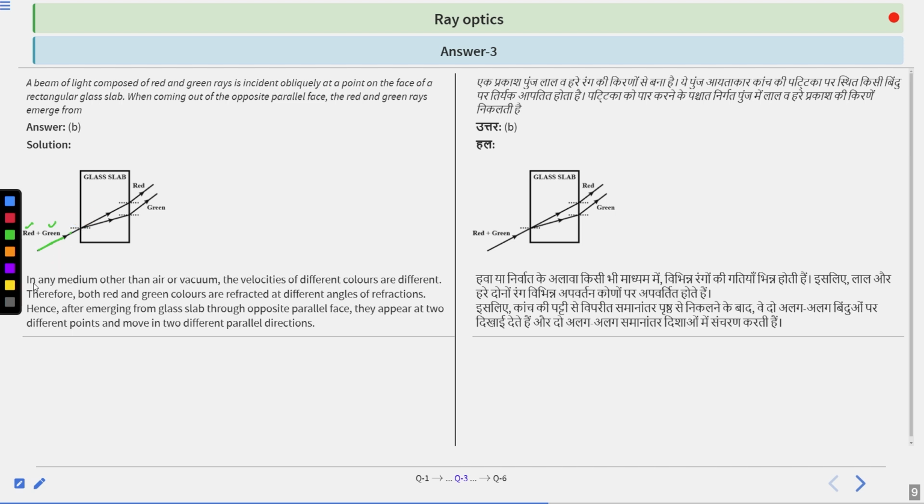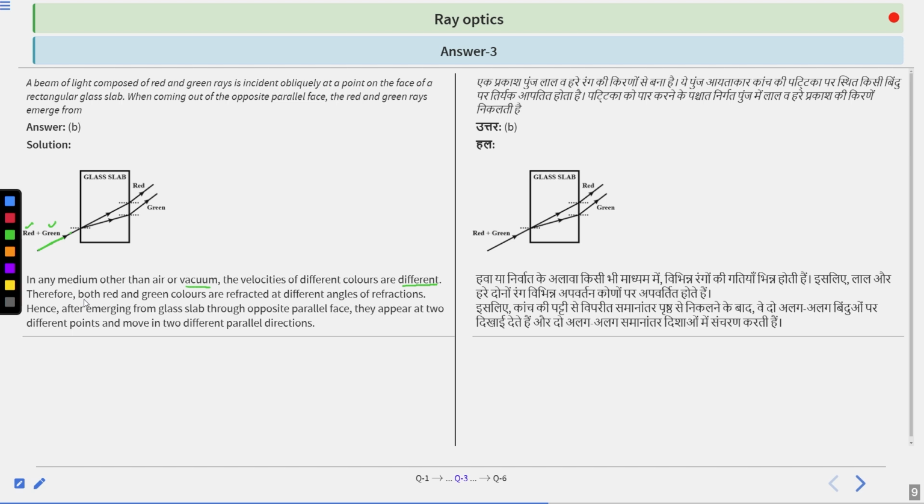In any medium other than air or vacuum, listen carefully, the velocities of different colors are different. Clear? Suppose the red color has a different velocity and the green color has a different velocity. Both colors have different velocities. If the velocities are different, then what?